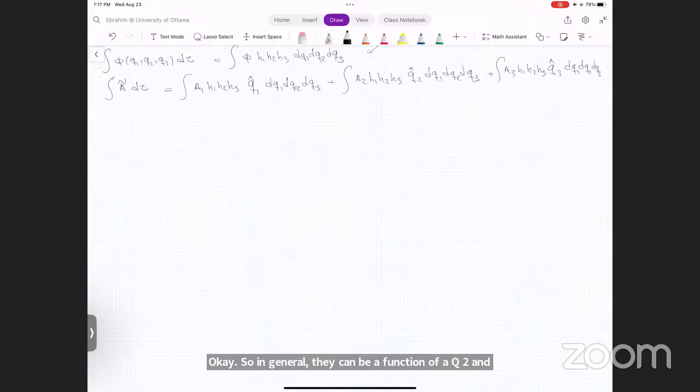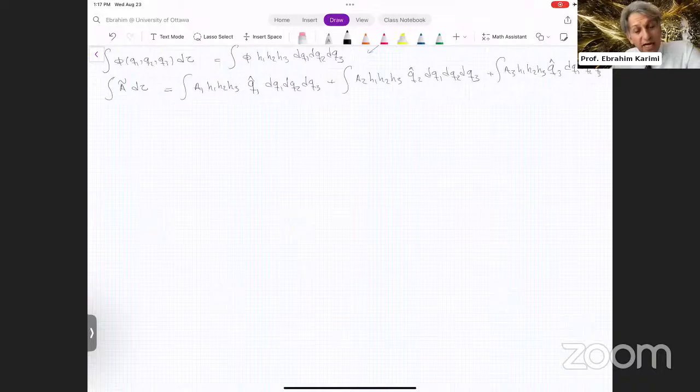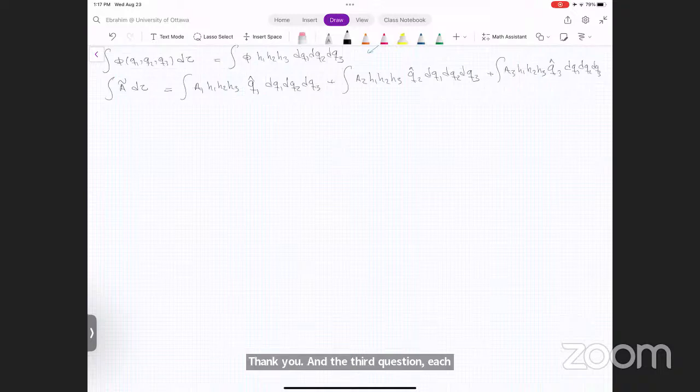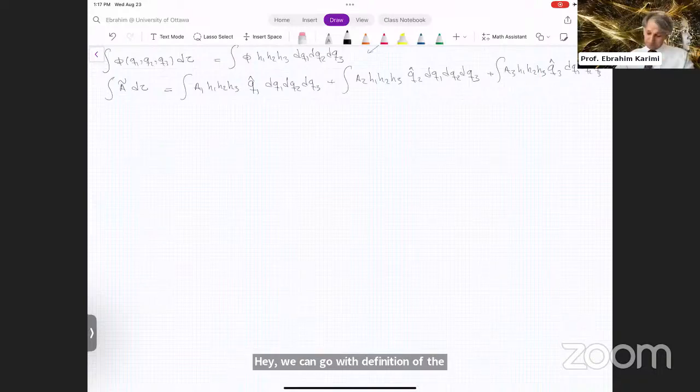Thank you, Professor. The second question is from an anonymous attendee. He says, can you please give an example of integrating the vector over its components? Oh, yes. I said that I will give an example in a few minutes. And the third question: are H1, H2, H3 the Jacobian? We can go with the definition of the Jacobian as well. It's really up to you. If you want to, you can also explain in terms of the Jacobian. Yes, for the surface and for the volume, all can go in terms of the Jacobian.